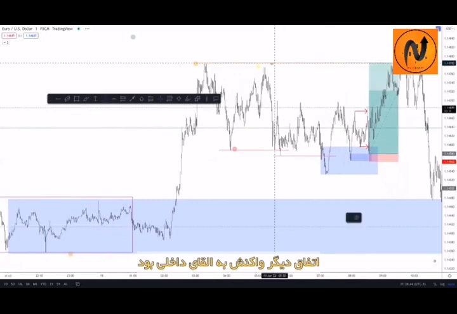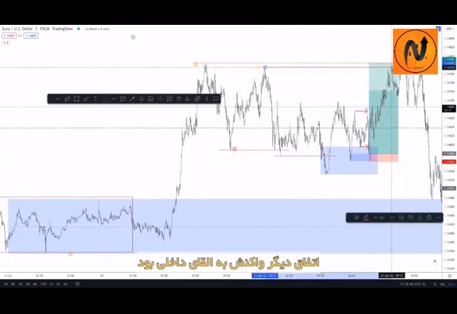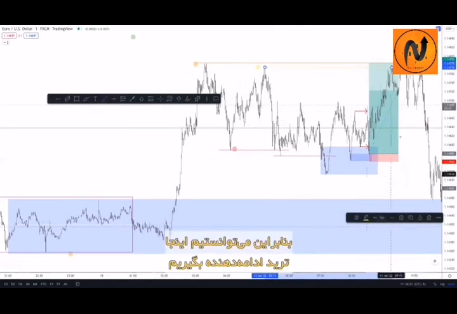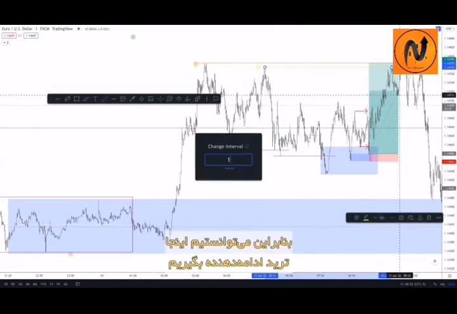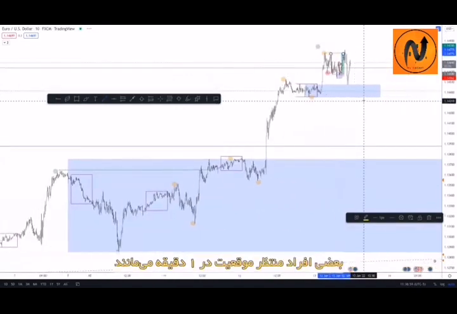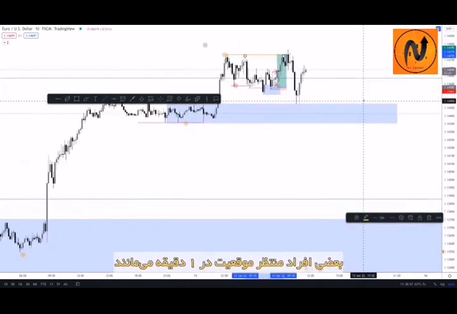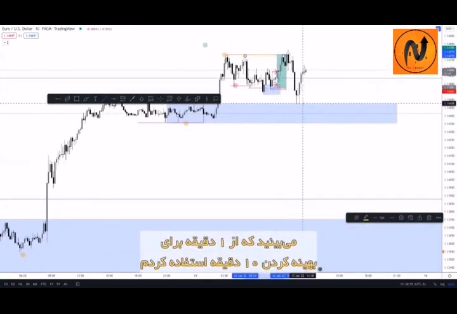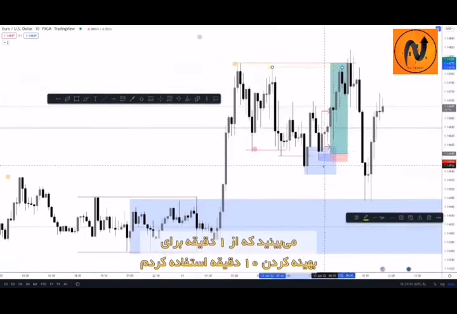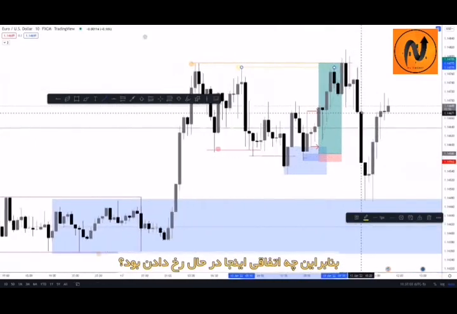What else is going on here was our internal inducement, right? So we could have caught continuations here. Again, I like waiting for the 10-minute. I know some people just like waiting on the 1 minute. I still use the 1 minute. As you can see, I'm using the 1 minute to refine the 10-minute. All right, so what was going on here?